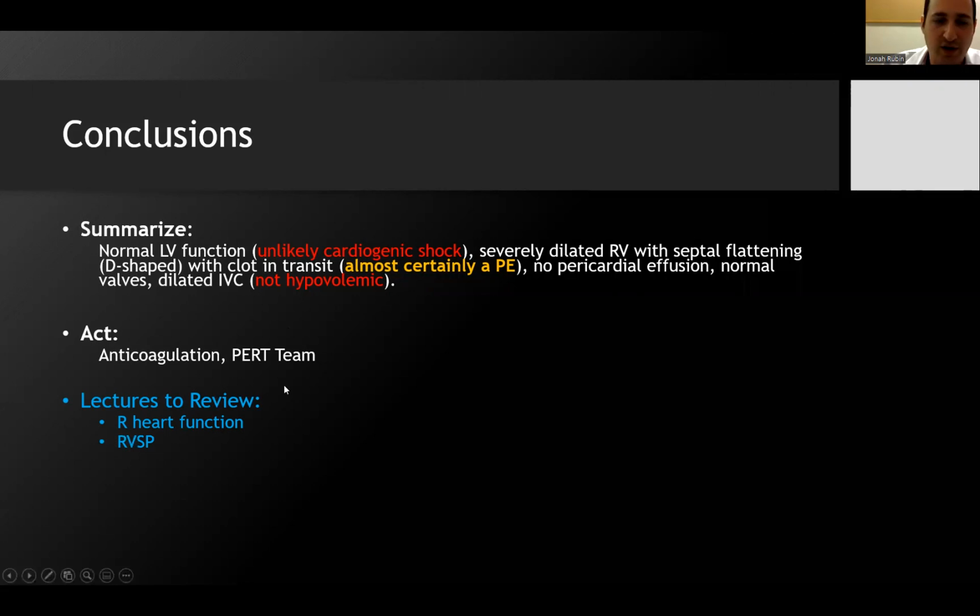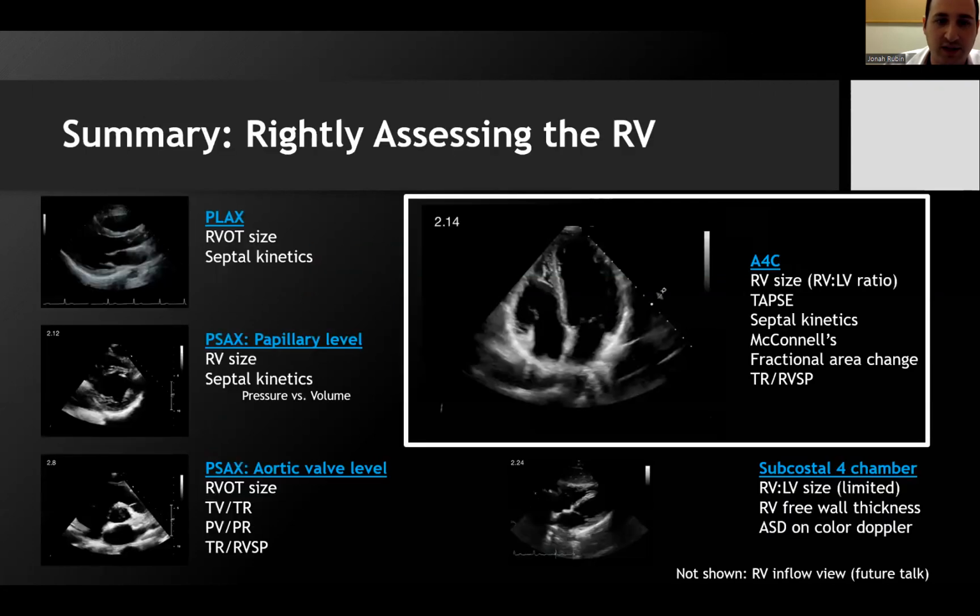You're going to have right heart function. If you look at the right heart function lecture, RVSP, DVT assessment, thoracic, these are all going to be helpful. So I'm not going to review this. You can find these on YouTube. This is just to remind you that it's there. This is the summary slide from our RV function lecture, telling you all the different things you could see about the RV from all the different views.